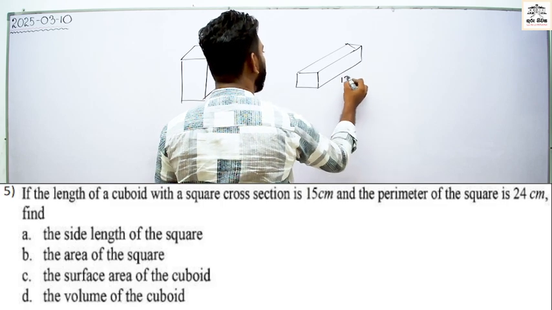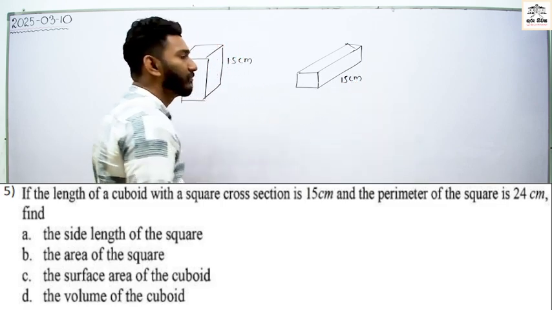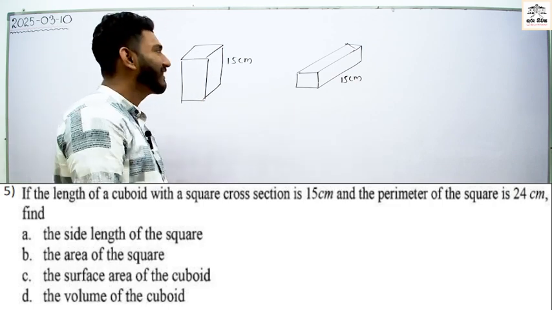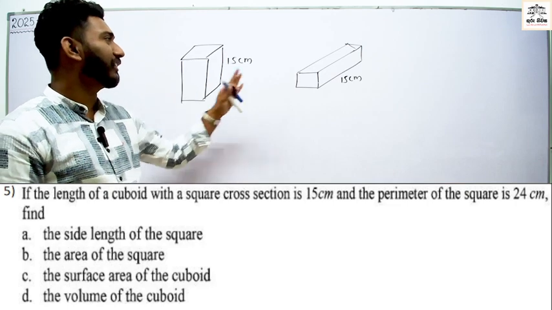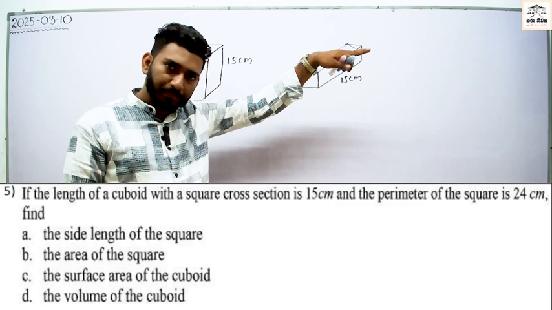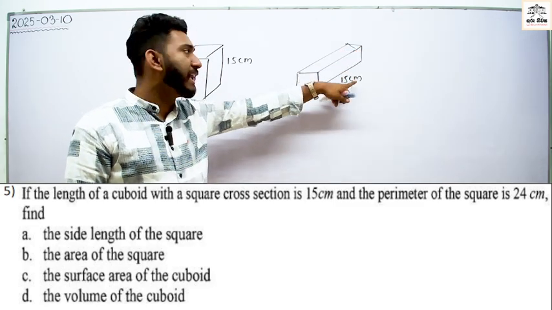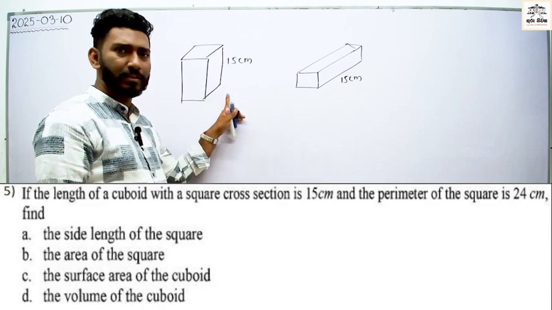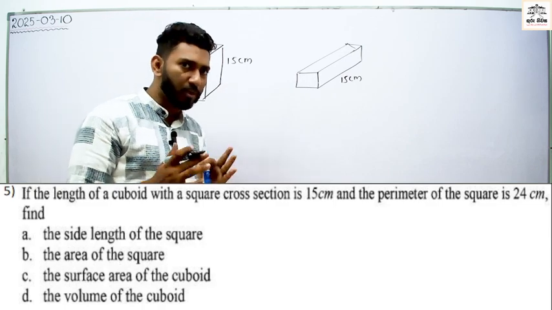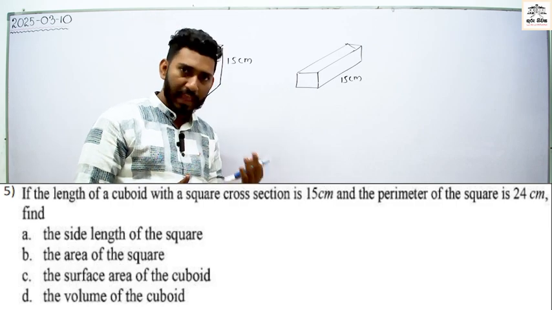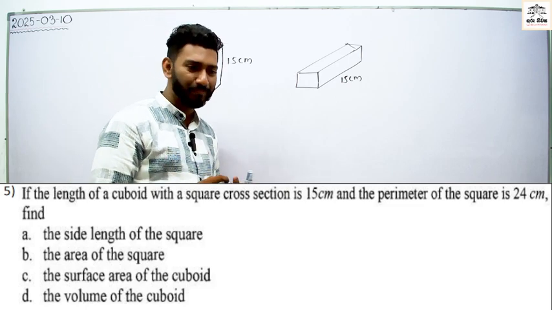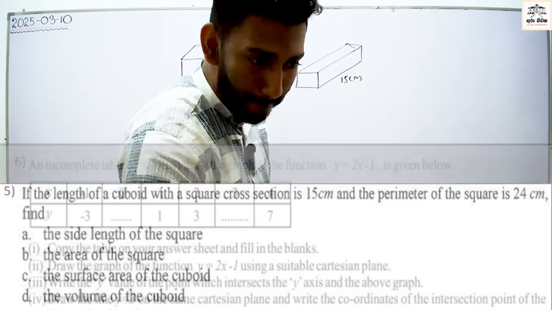Now we call the 15 cm a length. Remember the story of standing and lying down? That's a standing form and this is a sleeping form. Then this 15 is a length and this is a height, right? Both are the same. Volume is equal to the area of the cross section into length, or we say height. Now understood? Got it?